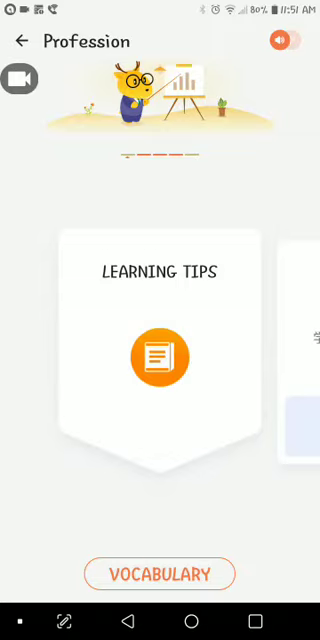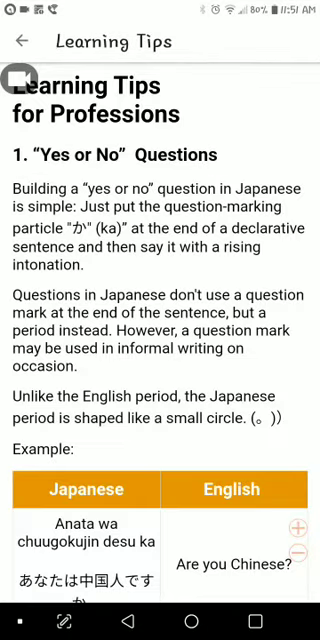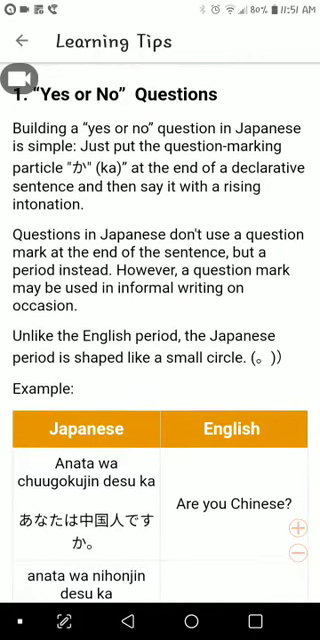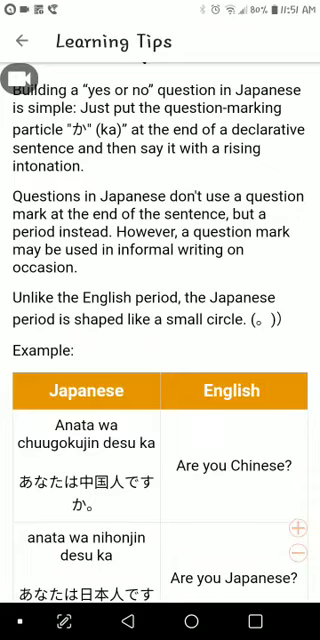We're going to read over the learning tips, and that will be all for today. Yes or no questions. Building a yes or no question in Japanese is simple. Just put the question marking particle ka at the end of a declarative sentence, then say it with rising intonation. So we went over this. When I was teaching you the hiragana, I said ka is a question mark. It's a particle, and I explained this to you. Questions in Japanese don't use question marks at the end of the sentence, but a period instead. However, a question mark may be used in formal writing on occasion. Unlike the English period, the Japanese period is shaped like a small circle.